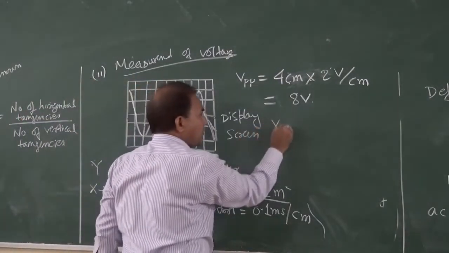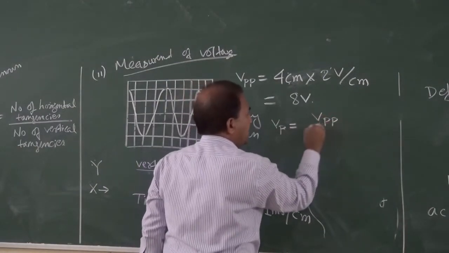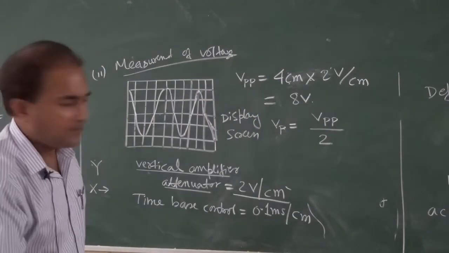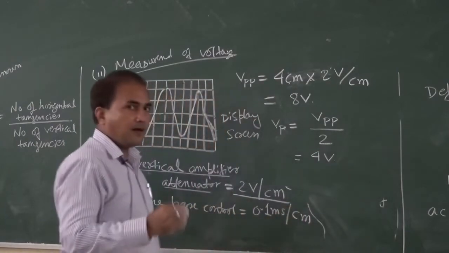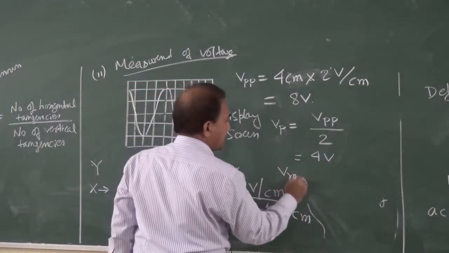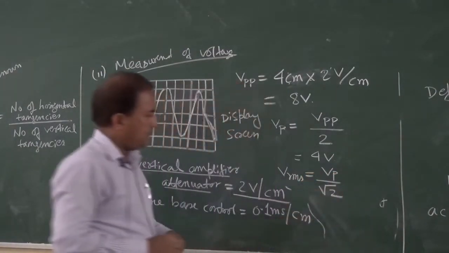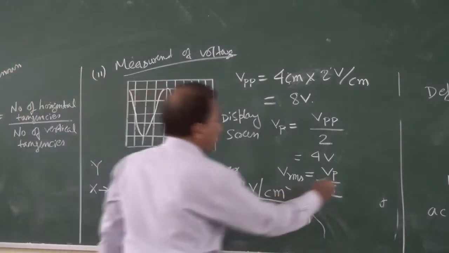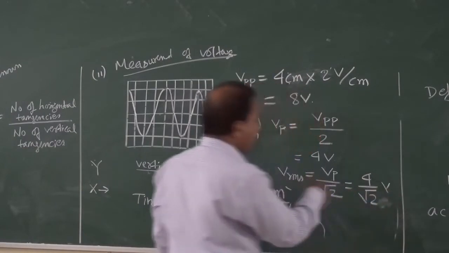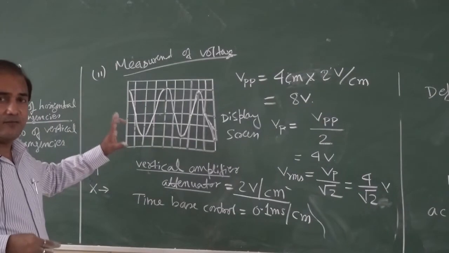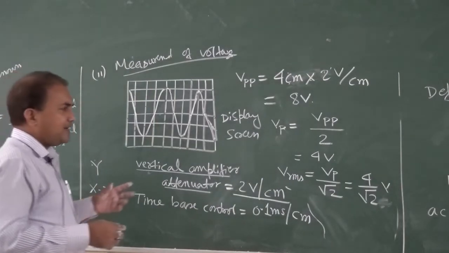So we have to determine what is V peak. V peak of this signal is equal to V peak to peak divided by 2. So it is equal to 4 volt. Now how can we determine Vrms? Vrms is equal to V peak by under root 2. So it is equal to 4 divided by under root 2 volt. This is Vrms of the signal, VAC, and this is V peak. So in this way we can determine the voltage.